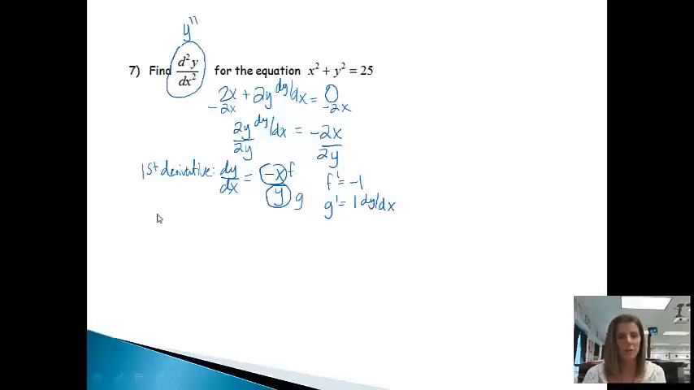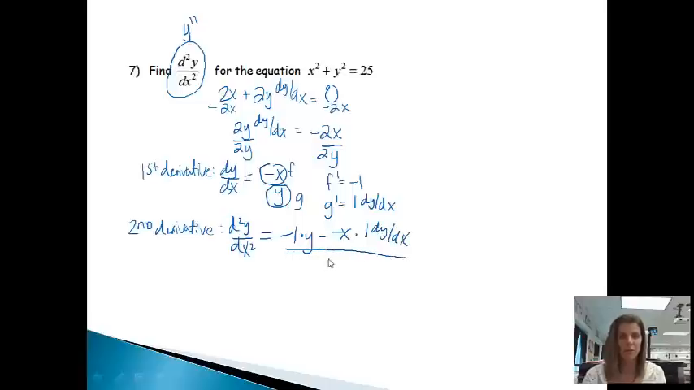All right, so now we're ready to take the second derivative. The left side, when you take the derivative of dy dx, you actually get the second derivative. So we're actually going to write that fancy notation. We'll get d squared y dx squared. And you could also write y double prime, that's fine. It means the same thing. The next thing that we're going to do is use the quotient rule. We have f prime times g, so negative 1 times y, minus f times g prime, so minus negative x times 1 dy dx, all over g squared, and g squared would be y squared.